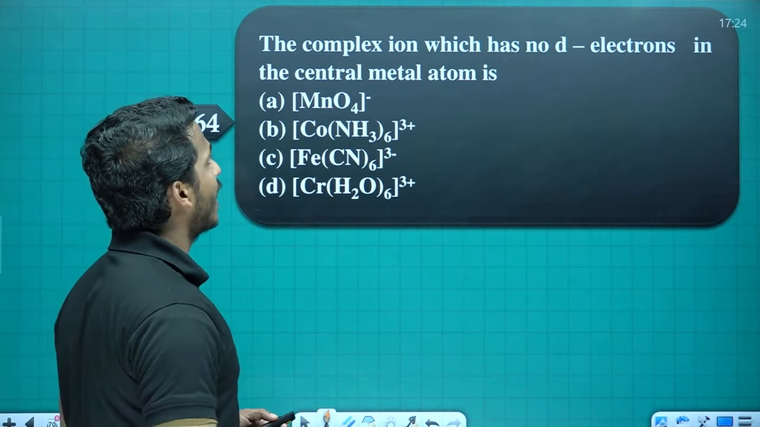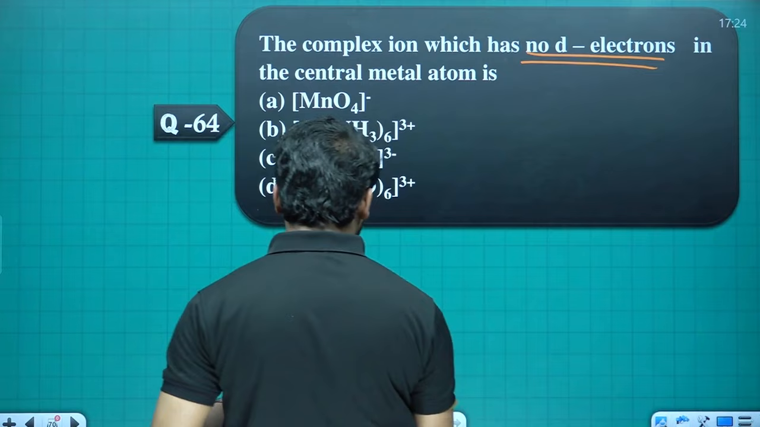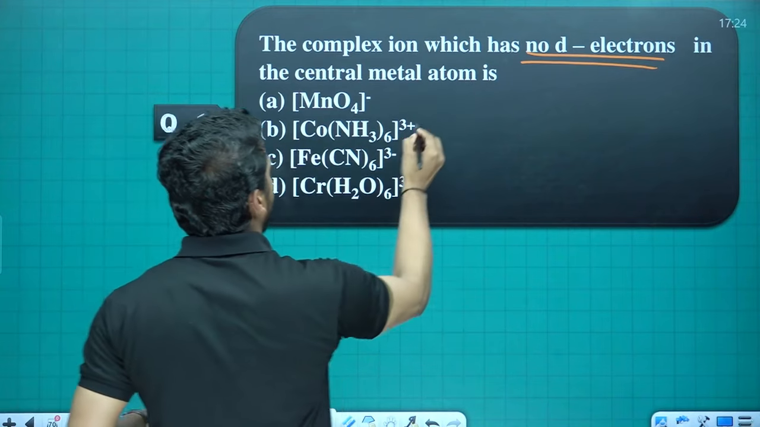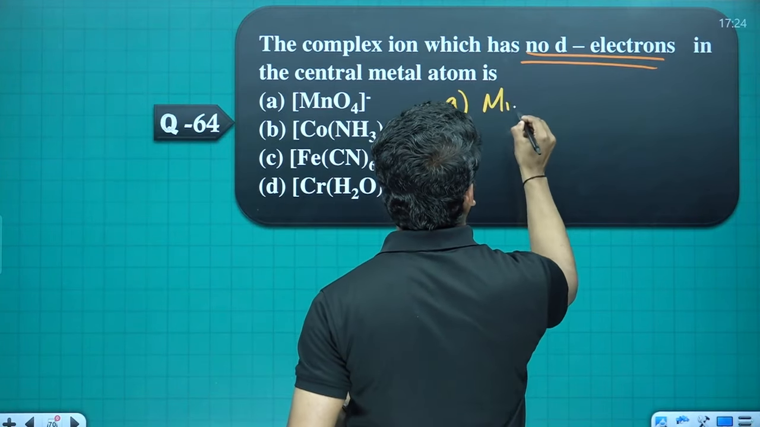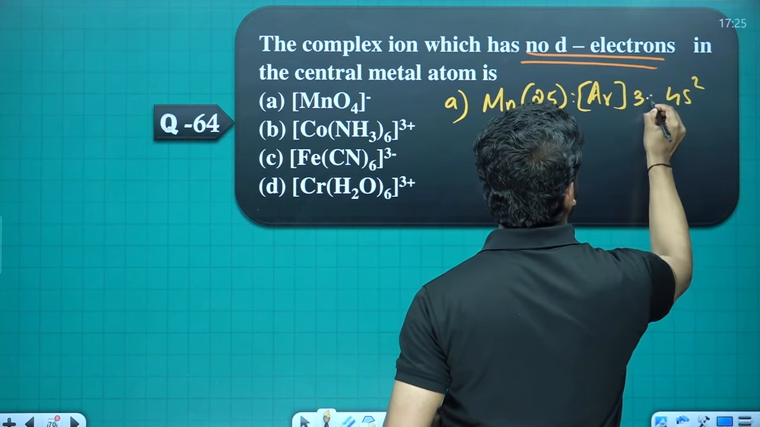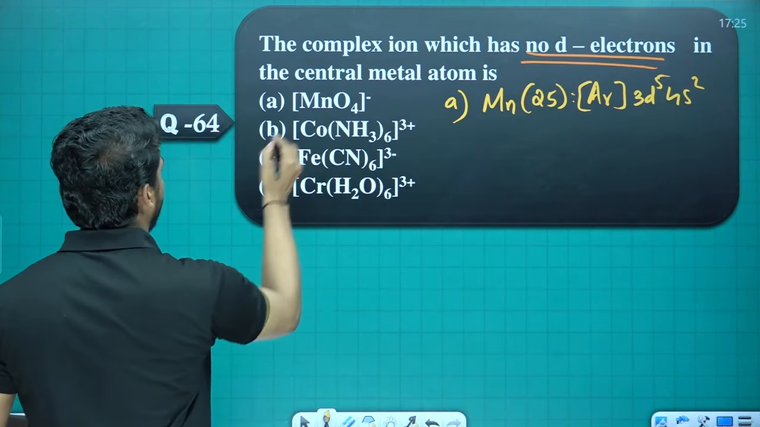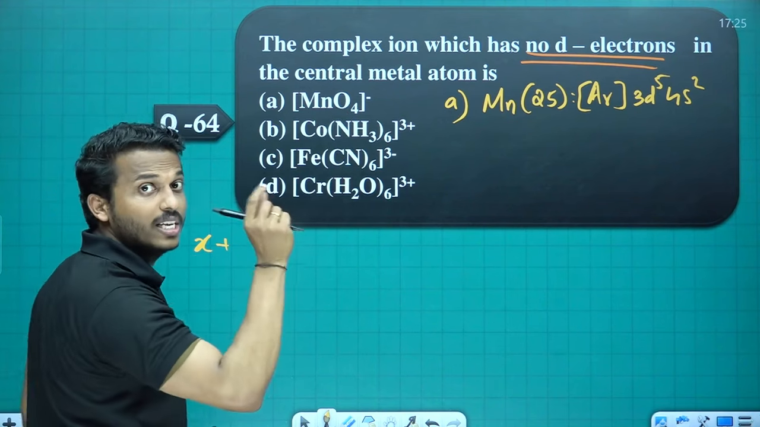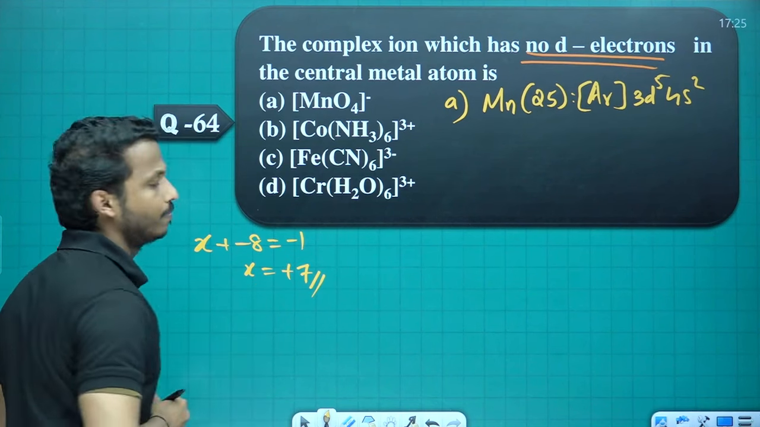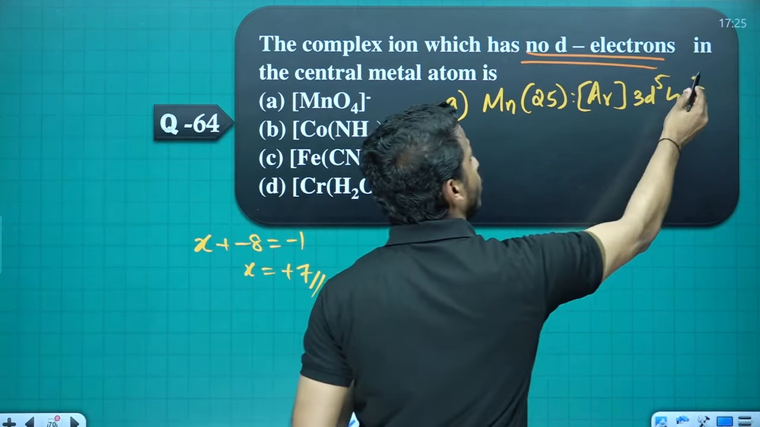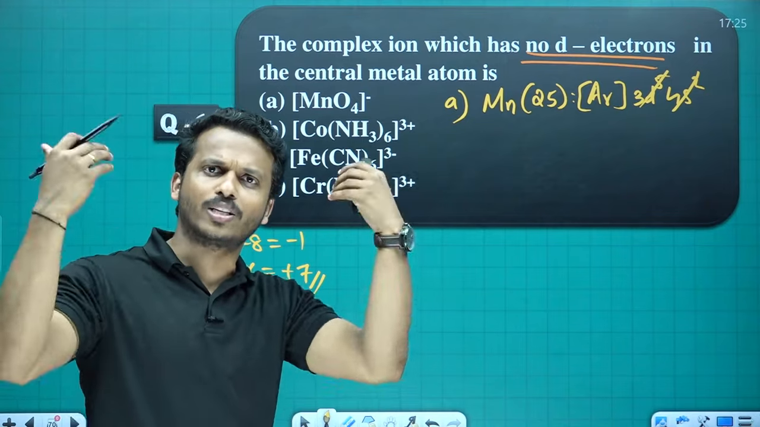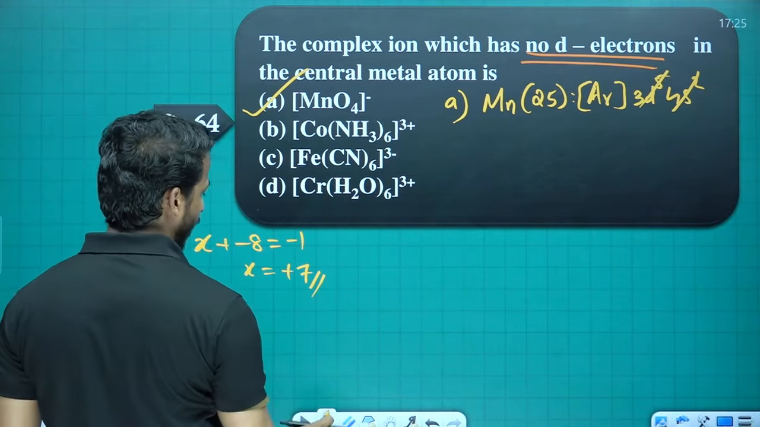Now the complex ion which has no d electron in the central metal ion, where there is no electron in the d orbital. Check it. First complex, let me take it as MnO4, where the central atom is Mn. Mn atomic number is 25. We can take it as argon 4s2 3d5. Here you calculate the manganese charge, my dear. Mn charge is x. One oxygen charge is -2, so 4 oxygens -8. Overall -1. x is equal to +7. Correct? So +7 means remove all those 7 electrons. See, there is no d electron. So all the d electrons are lost, right? So there is no d electron. Option A can be the correct one.